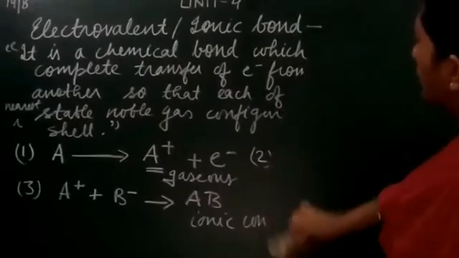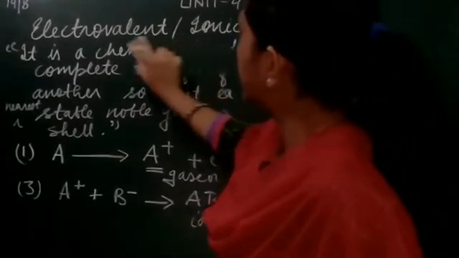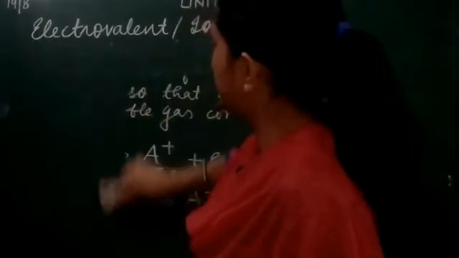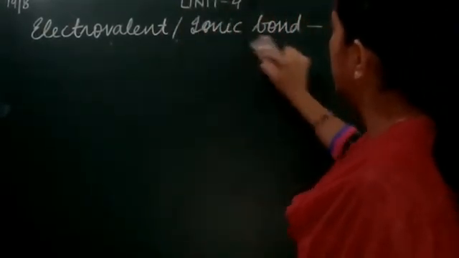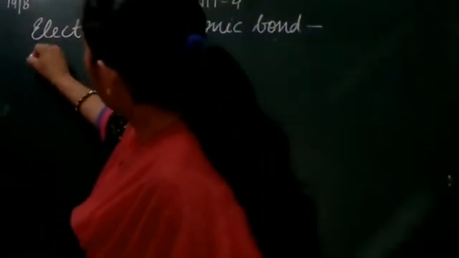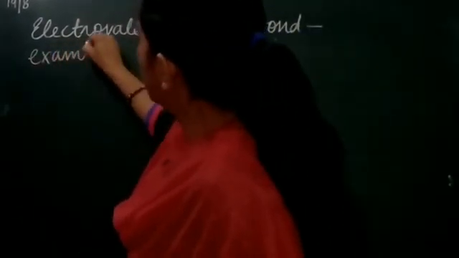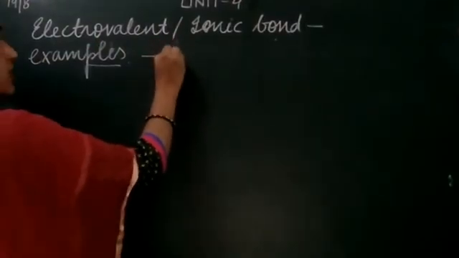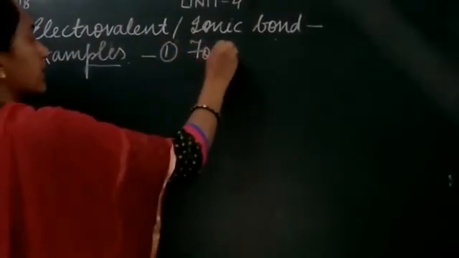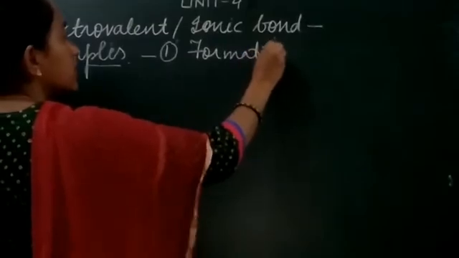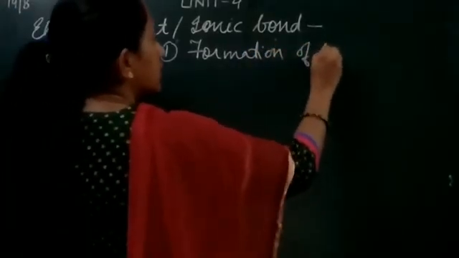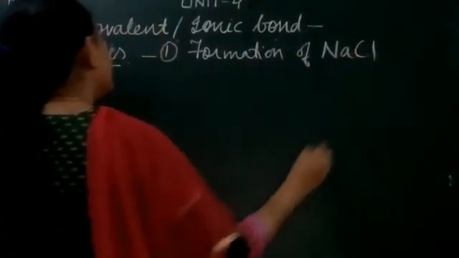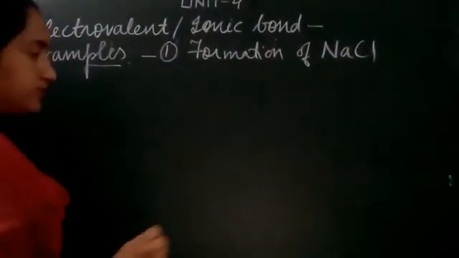Now we can take the formation of NaCl here. Now we'll discuss a few examples. So the first example is the formation of NaCl, the sodium chloride molecule.